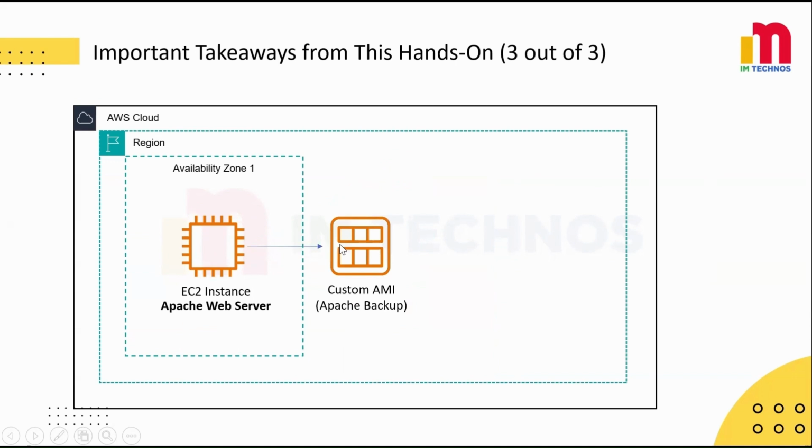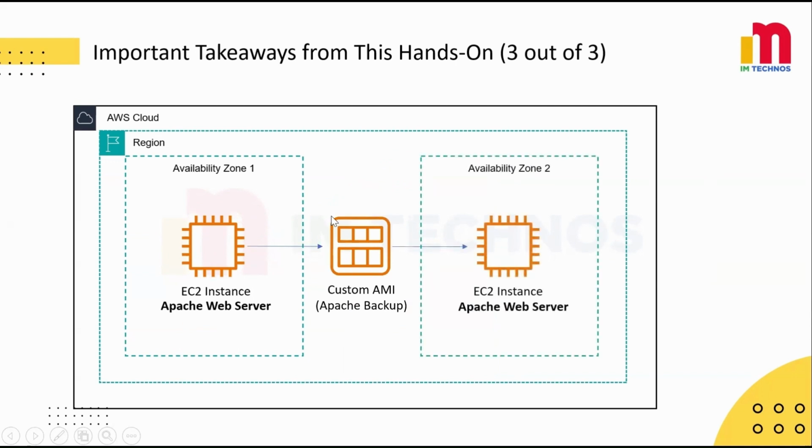And one more important point, if you launch an EC2 instance from a custom AMI and later delete that AMI, it won't affect the running instance. That instance will continue to run normally because it no longer depends on the AMI after it is launched.